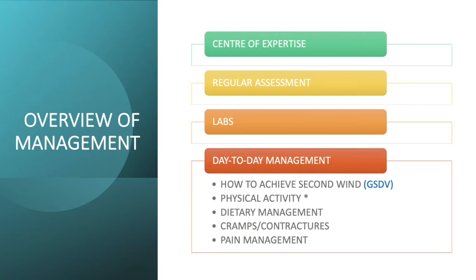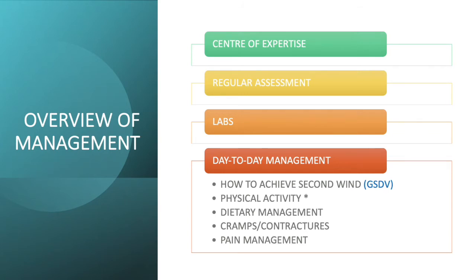And then we have a look at information and guidance for day-to-day management. So we begin with how to achieve second wind. That's a valuable tool for those with GSD5. We have a section on physical activity that covers both aerobic conditioning and strength training, and that is contained within a supplementary document. We then look at dietary management specific to each of GSD 5 and 7.